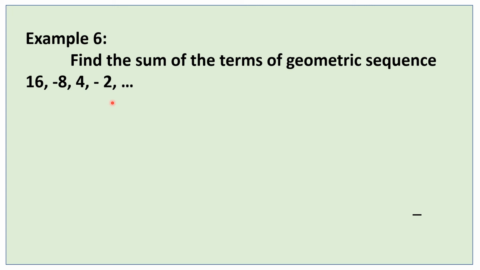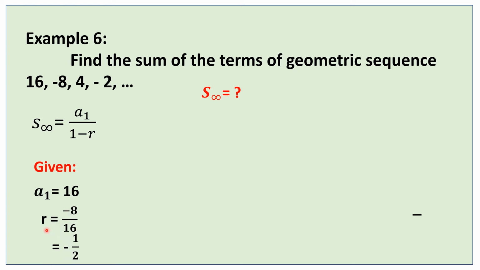So, this is an example of infinite sequence kasi hindi binigay kung ilang terms ang pinag-uusapan. So, ang ipinapahanap sa atin is sum of infinity. So, using the formula, sum of infinity is equal to first term all over 1 minus the common ratio. So, given sa ating problem, yung first term which is 16, and then the common ratio is negative 1/2. So, kapag dinivide natin yung second term na negative 8 by our first term na 16, ang kanilang greatest common factor ay 8. So, negative 8 divided by 8 is negative 1. 16 divided by 8 is 2. So, that is negative 1/2.